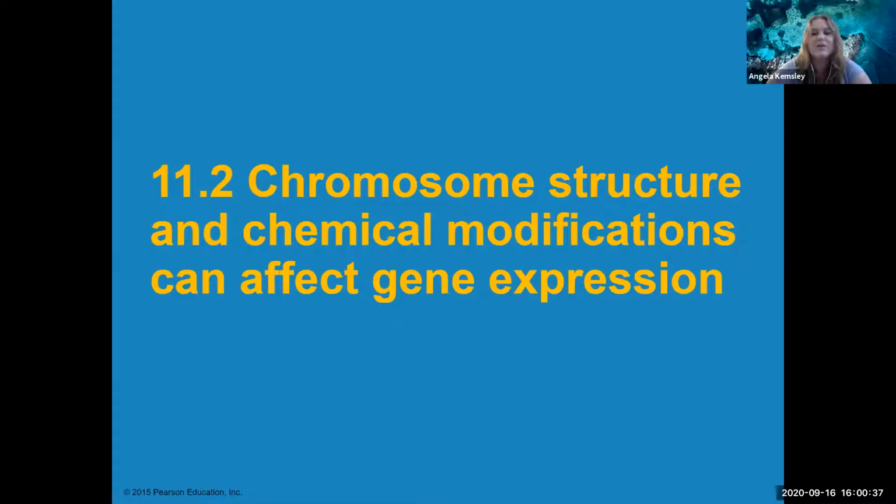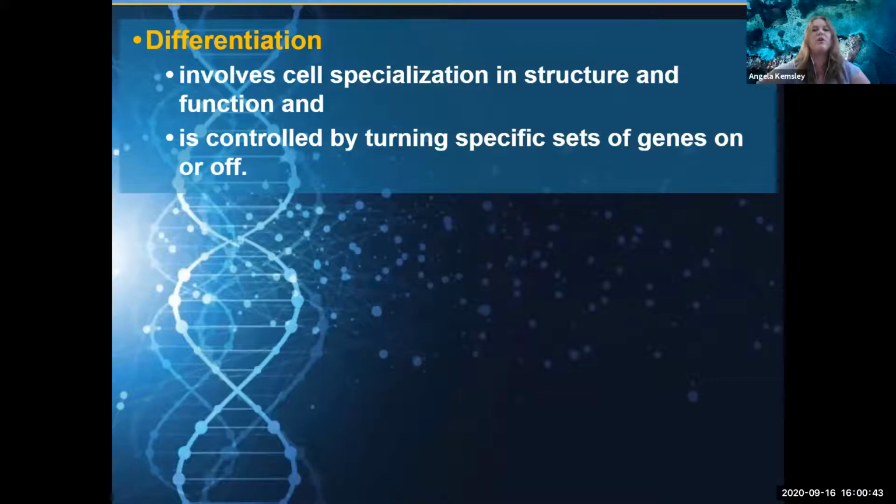All right, so let's take a look at chromosome structure and chemical modifications, which can affect gene expression. So, differentiation. We talked about how all of your somatic cells have the same DNA, but all your cells don't turn out to be the same type of cell. Even though they have the same DNA, some can be skin cells, some can be tongue cells, some can be pancreas cells. That's differentiation. It involves cell specialization in both structure and function, and is controlled by turning specific sets of genes on and off. The genes that code for liver cells would be turned on in a liver cell. The genes that code for skin cells would be turned off in a liver cell.